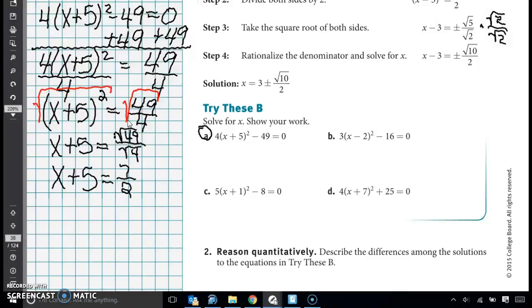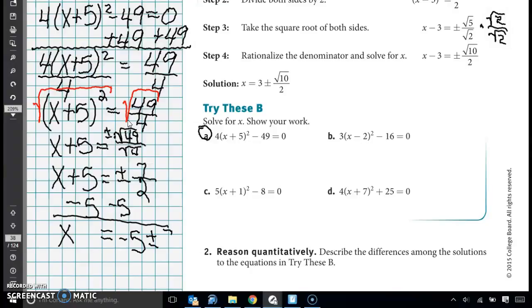And then when I square root, how many answers do I get? 2. So we have plus or minus. So that's x plus 5 equals plus or minus 7 halves. Then we're going to subtract 5 from both sides, and we have x equals negative 5 plus or minus 7 halves. That's great.